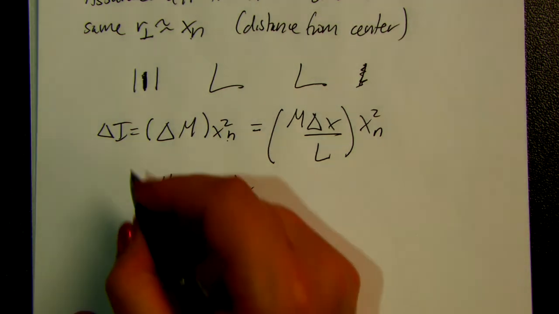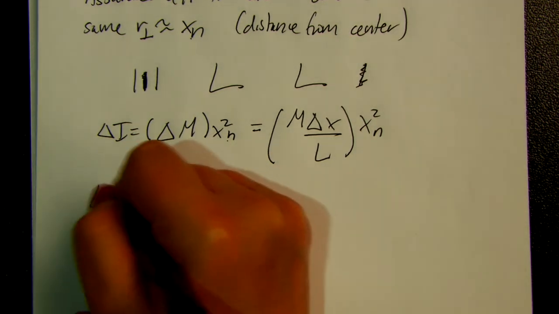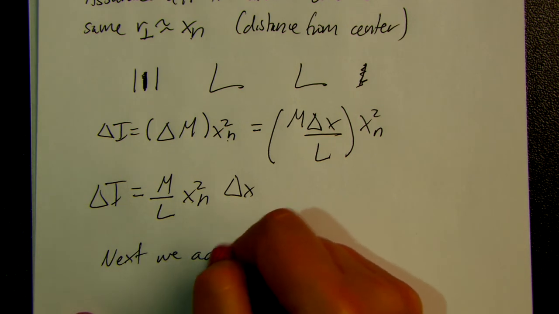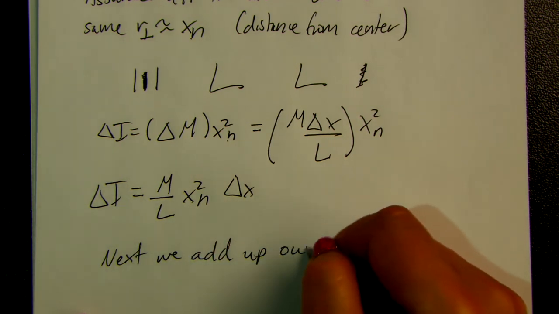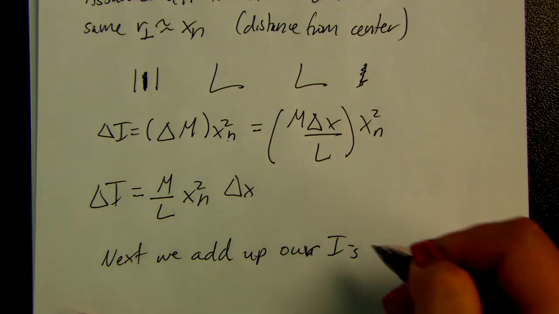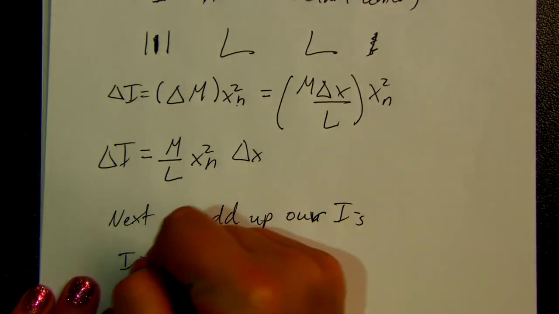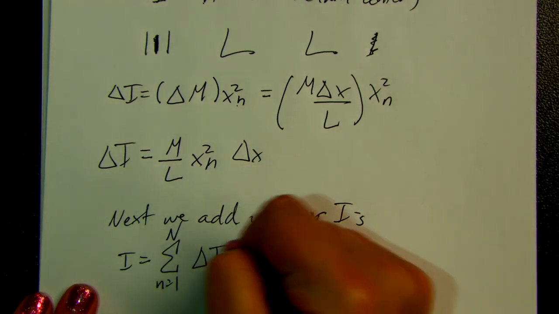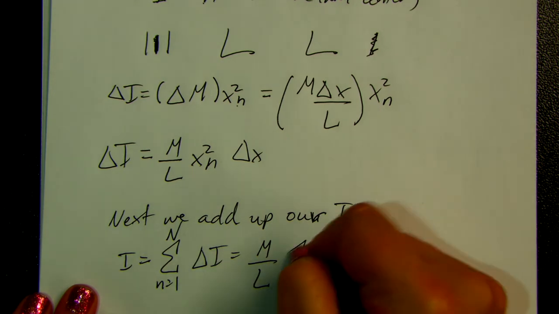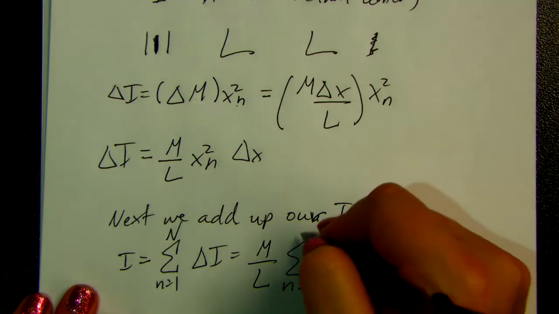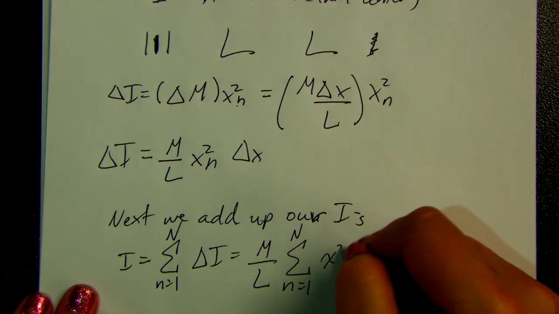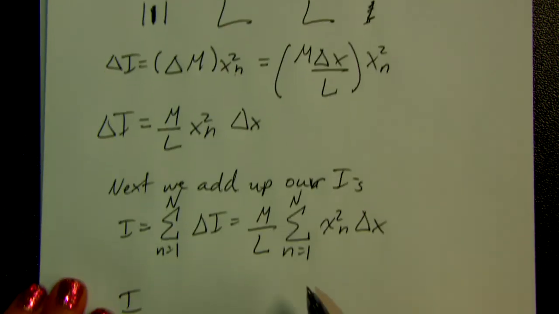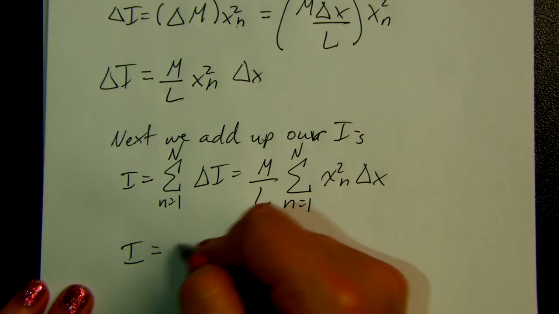Okay, so now we need to add up all of our I's. So I is equal to the sum from little n equals 1 to n of delta I, which is equal to m over L times x squared n delta x. So we're just pulling out the constants in front of our summation.